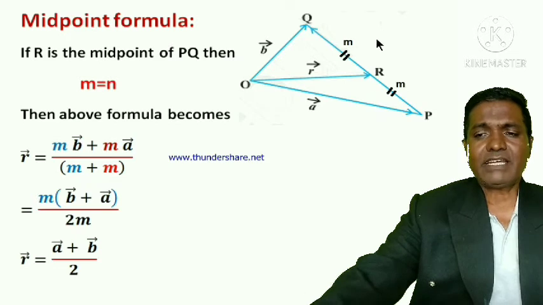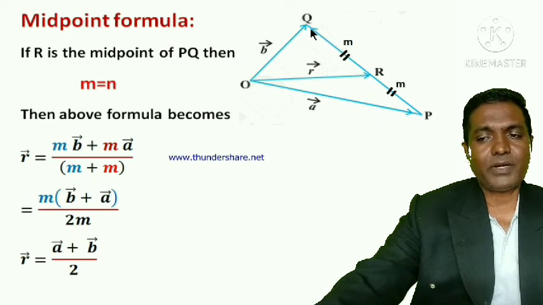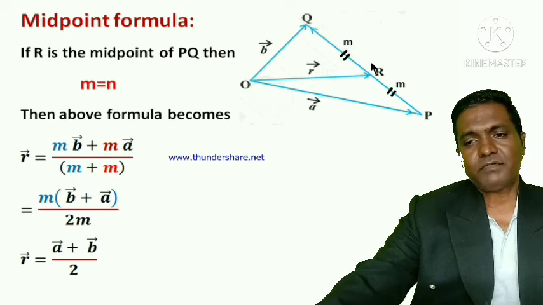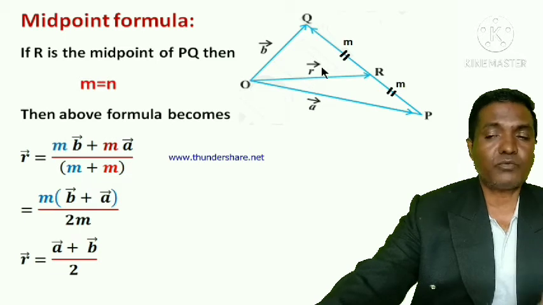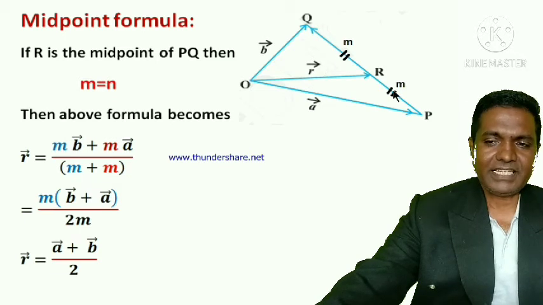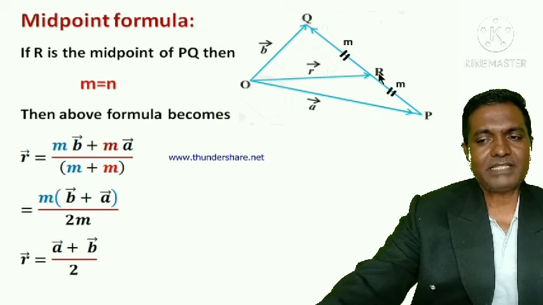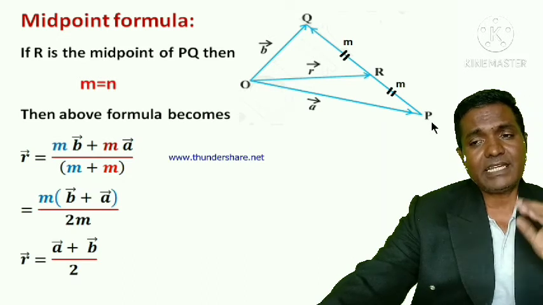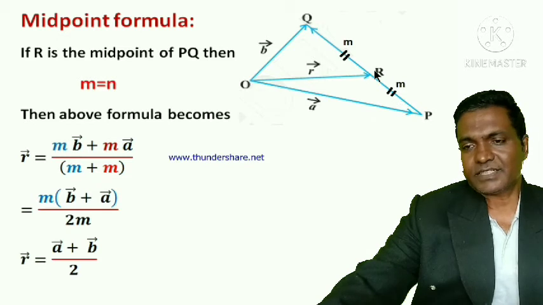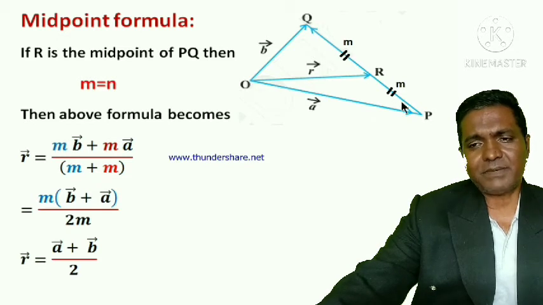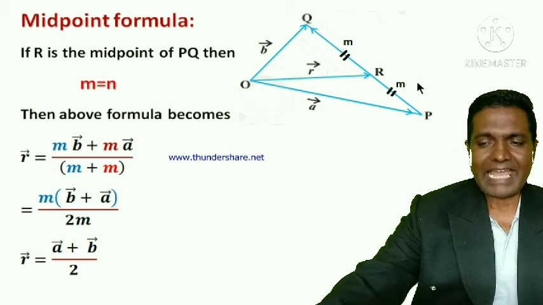That is a particular case of this internal division. Now let us assume that R is the midpoint of PQ. If R is the midpoint of PQ, then these two parts become the same. R divides PQ exactly into two equal parts. If this part is m, then this is also going to be m.